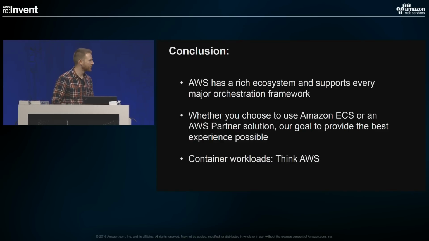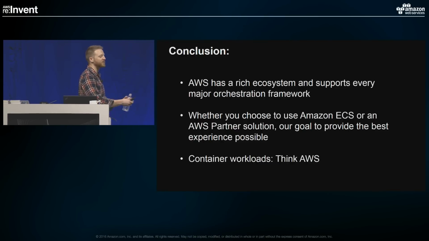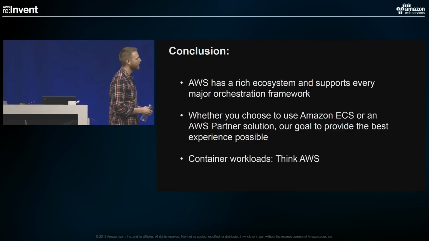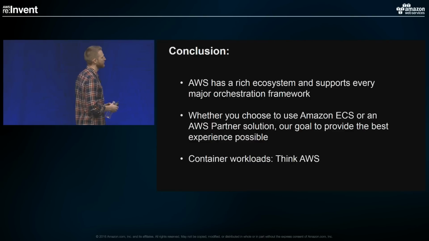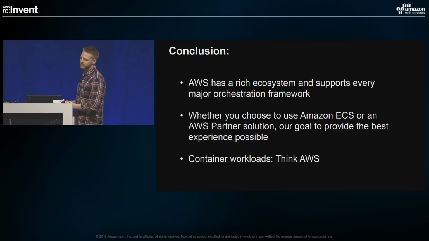So if I have to make a conclusion here, I think I will. I'll just say AWS is a very rich ecosystem. We support every major orchestration framework, and we see customers being successful with whatever orchestration framework they're using on AWS. Whether you're using ECS or a partner-built solution, really our goal is to offer you the best possible solution on AWS. And so if you are running container workloads, please think AWS first.